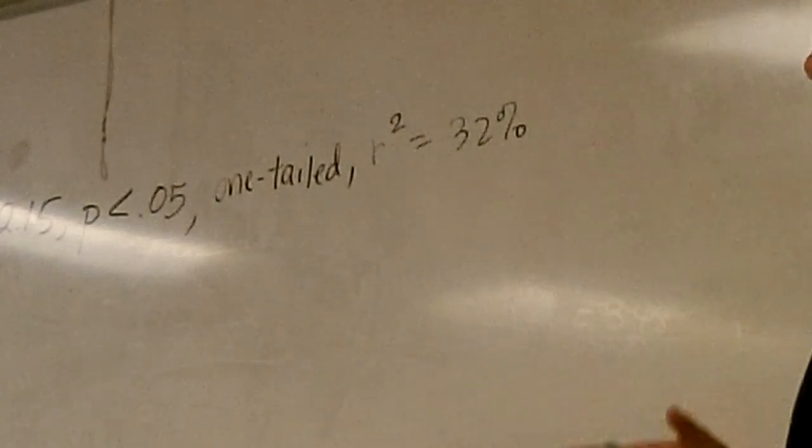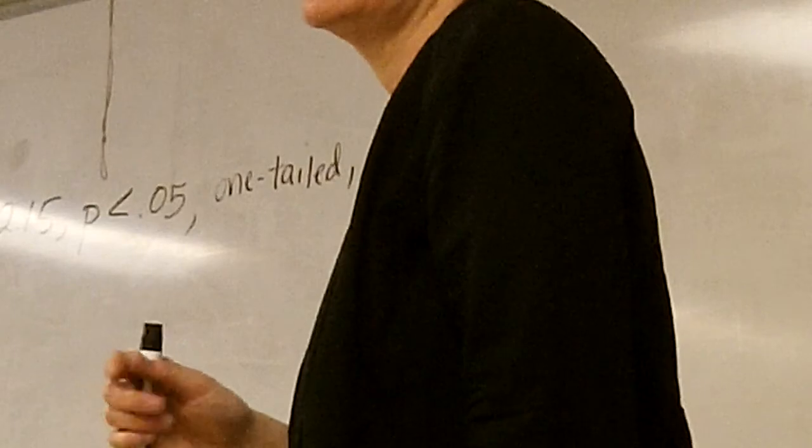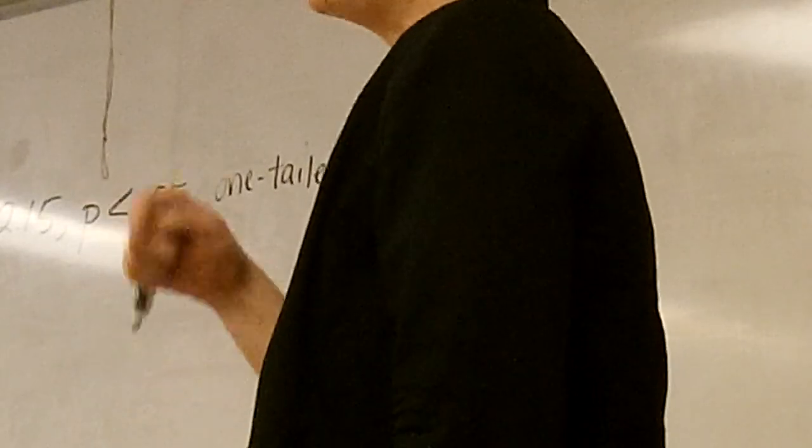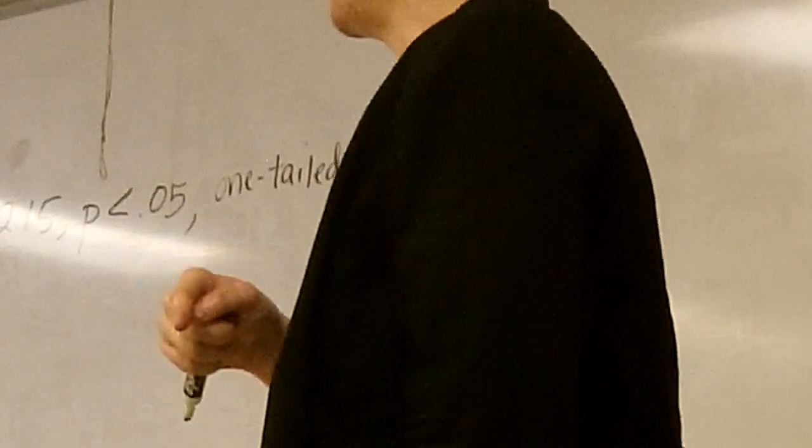So now, when you go look at the results section of a paper and you see something that looks like this, now you know what all the parts mean. T means that's the test we did. The number in parentheses means that was the degrees of freedom needed to look up the critical value. That gives you a sense about how big the samples were.